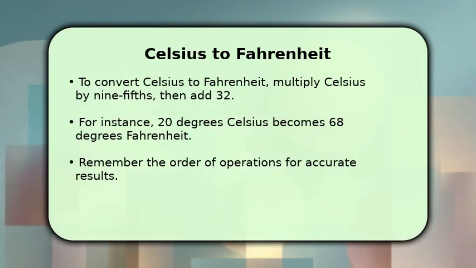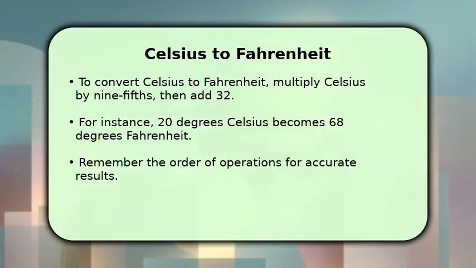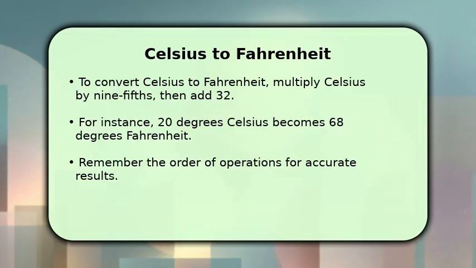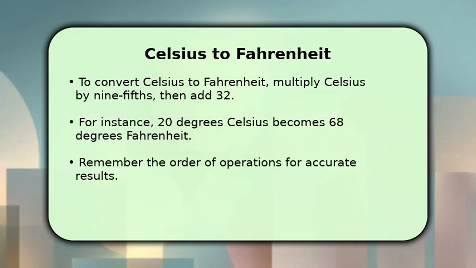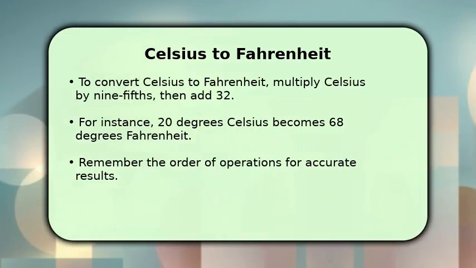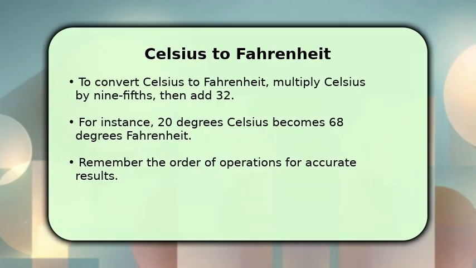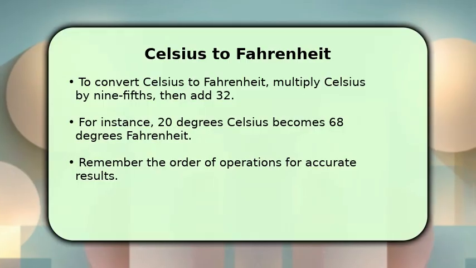Now let's tackle Celsius to Fahrenheit. This one involves a couple of steps. First, multiply your Celsius temperature by the fraction 9/5. Then, take that result and add 32. So, if you have 10 degrees Celsius, multiplying by 9/5 gives you 18, and adding 32 results in 50 degrees Fahrenheit. Always follow these steps precisely.